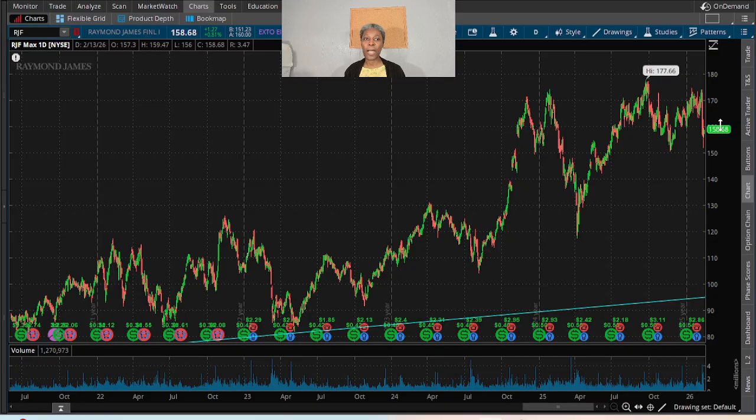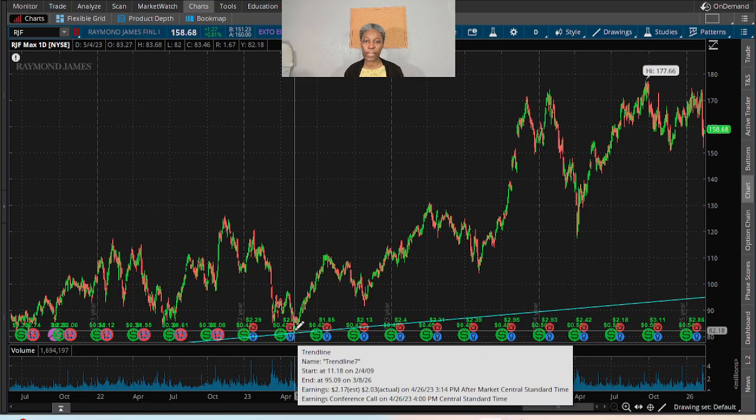Now, I won't be buying RJF around now because again, based on my strategy, I like to buy at this valley line, and right now the price is closer to the all-time highest price than it is to the valley. So therefore, it's not the time for me to buy.